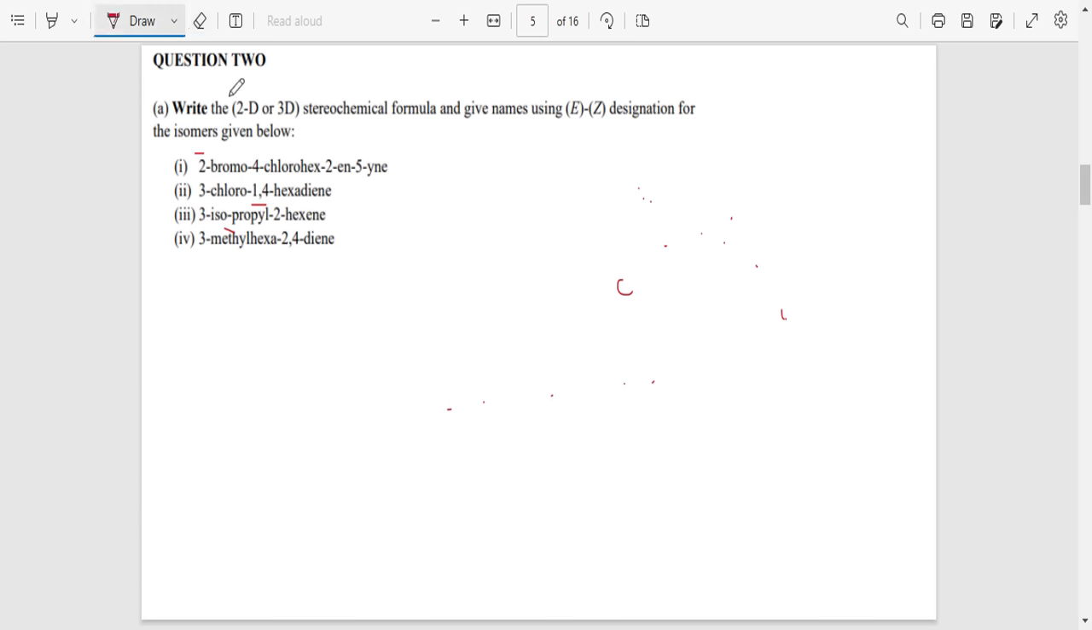What is next? 3 isopropyl, 2 hexene. Okay, 1, 2, 3, 4, 5, 6. At position number 3, we have got isopropyl 1, 2, 3. Isopropyl, this is the functional group.